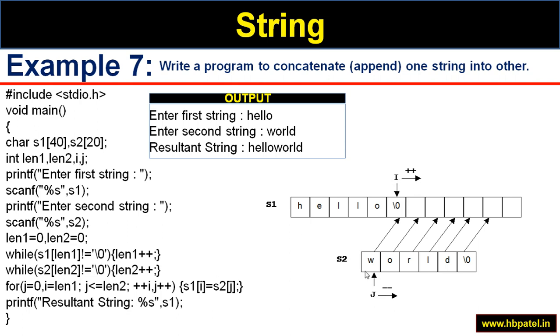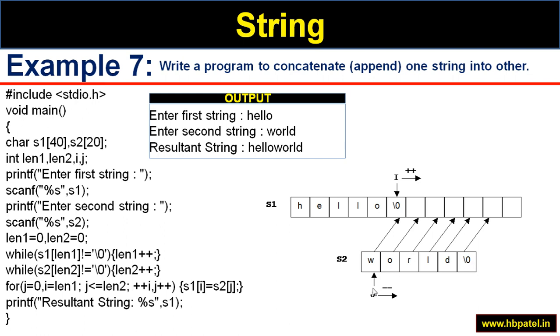In both these cases, I and J are incremented. This is a small mistake. Over here it should be plus plus. So I and J both are incremented till J is less than or equal to length, because I want this null also to be copied here. That's why I have used less than or equal to. So all these characters along with this null.